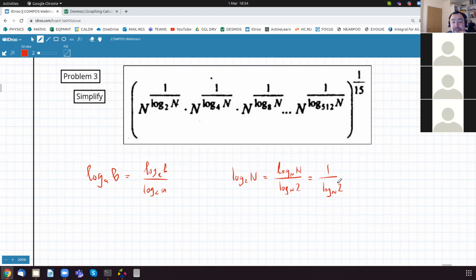And actually, no, change the base to n. So we're changing the base to n here. And as you can see, this turns into that. But because it's already flipped, it's already the reciprocal, we can write that 1 over log 2n can be written as log 2 base n.